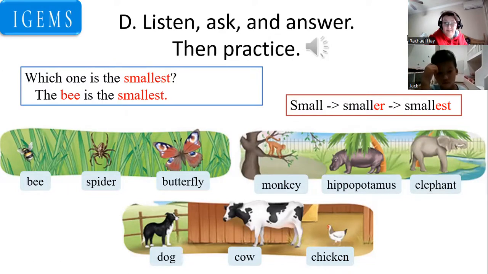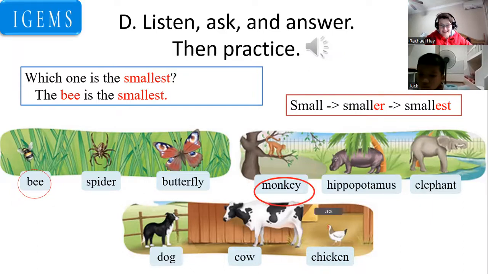Okay, I think we've got to finish the rest of them. So, over here, which one is the smallest? The bee or the butterfly? Good. Which one is the smallest? The elephant or the hippopotamus? Okay. Which one is smaller than the cow? Not the smallest, smaller. Yeah. Dog, good. And which one is the smallest? The chicken. Good.